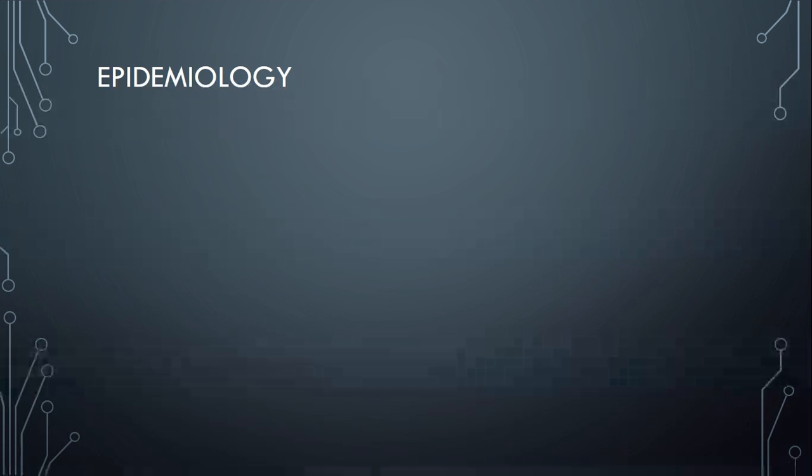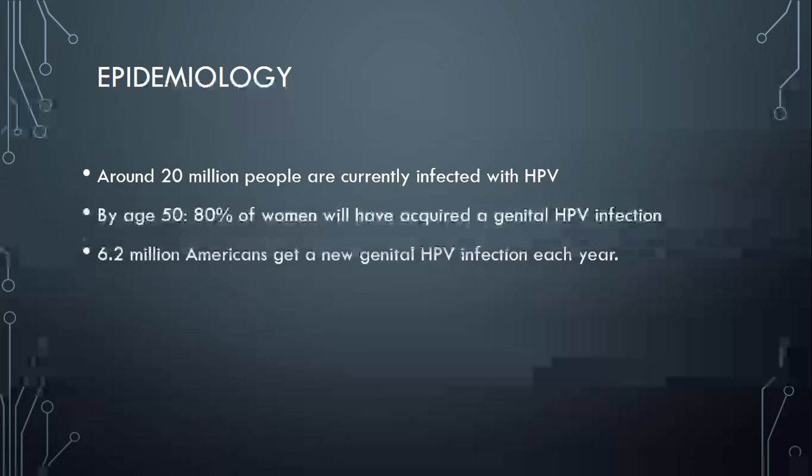Epidemiology of HPV. What is the big deal? Okay, so around 20 million people are currently infected with HPV. By age 50, 80% of women will have acquired a genital HPV infection, and 6.2 million Americans get a new genital HPV infection each year. So that's why it's very prevalent. You never can be too safe because the numbers are out there. The facts show that people are continuously getting infected.